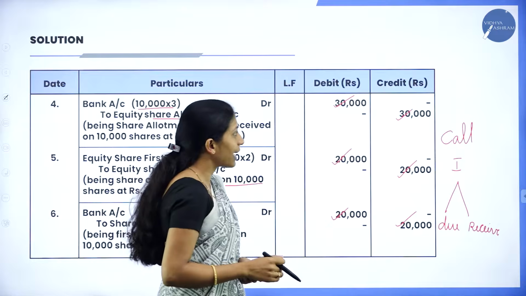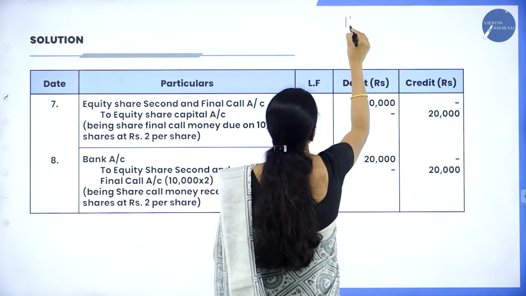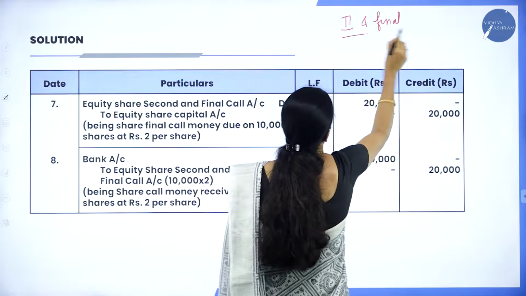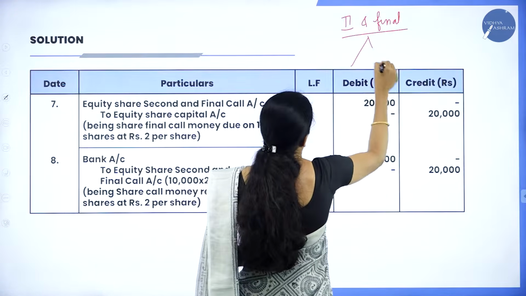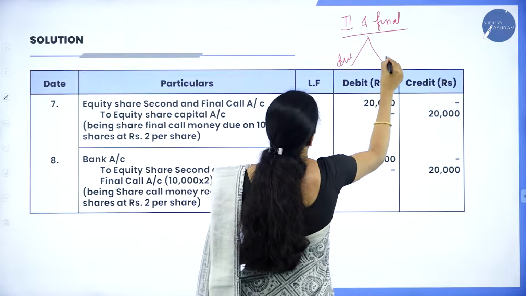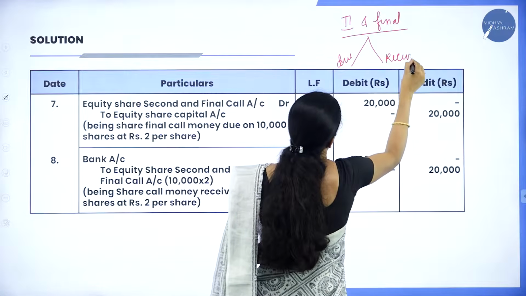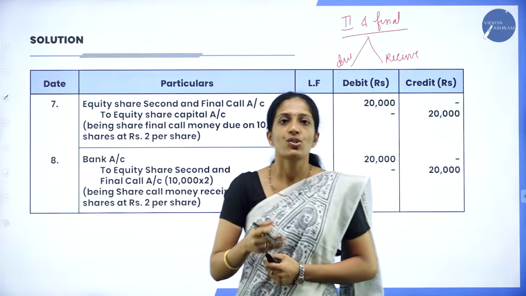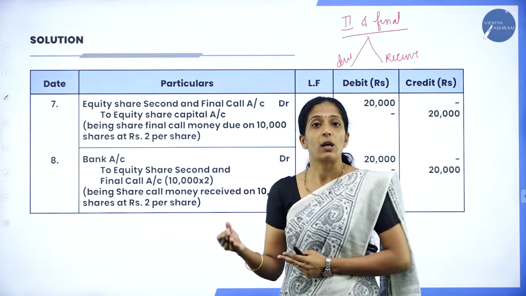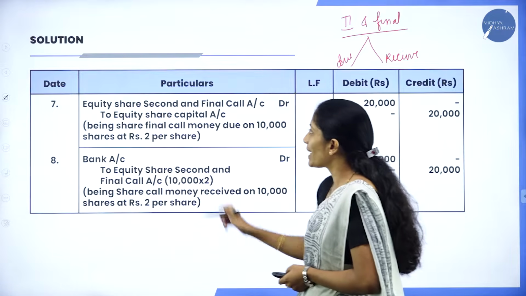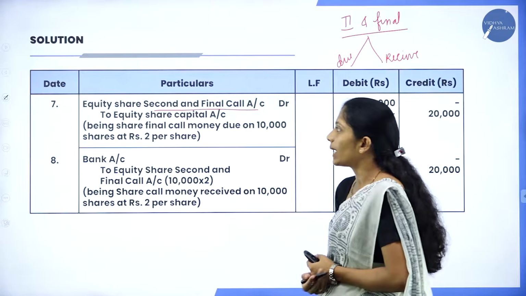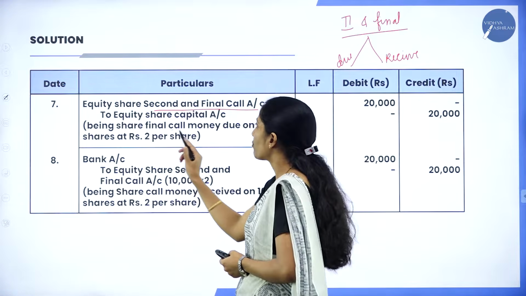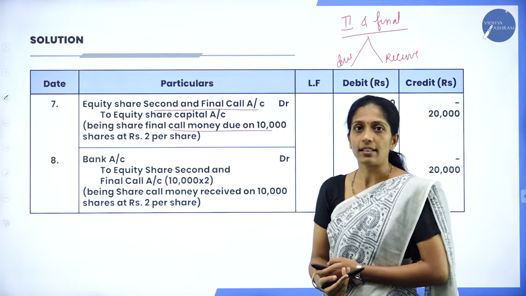Now coming to the next call. We have one more call, the second and final call. At the second and final call stage, you have to record two entries. One is the due entry, the other is the receive entry, that is to receive the second and final call amount. So what is the entry for second and final call money due? Your entry will be equity share second and final call account debit to equity share capital account, being second and final call money due on 10,000 shares.